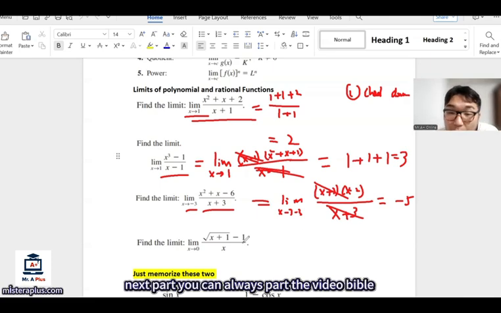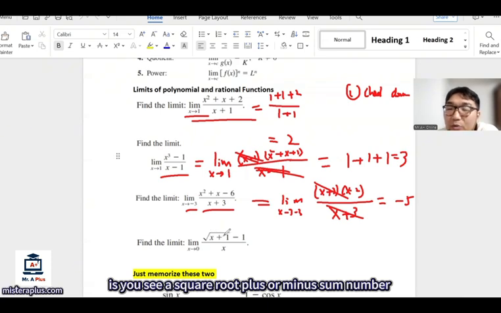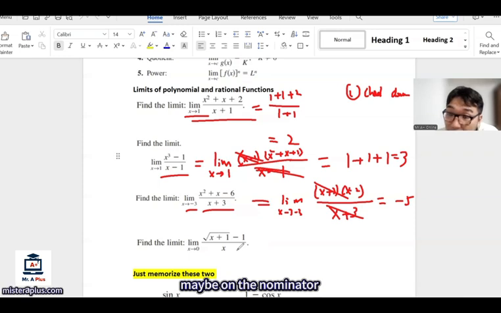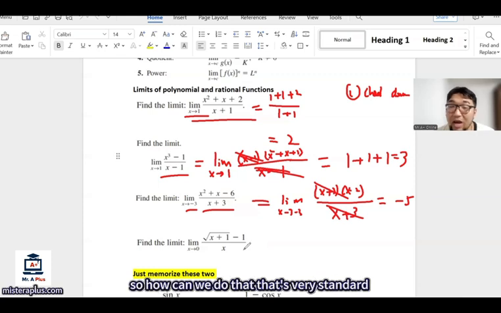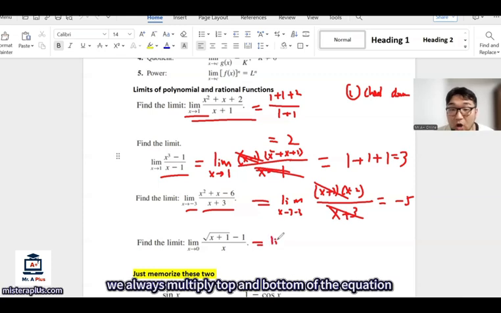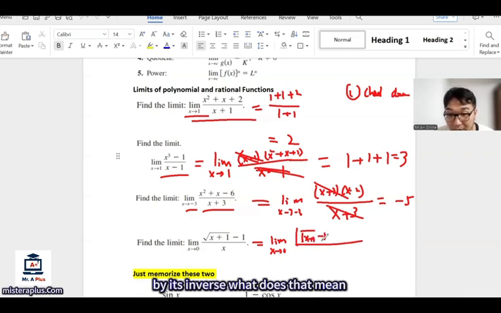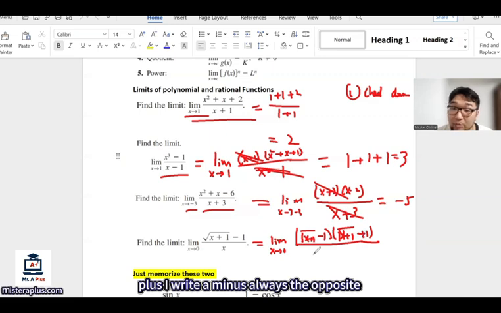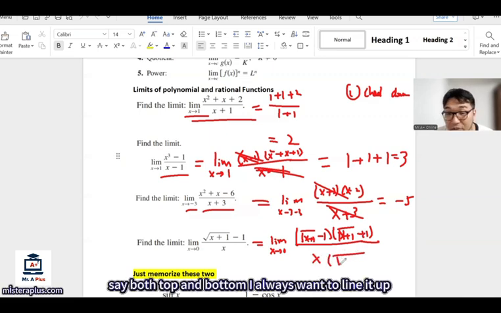Next part, you can always pause the video. Next part is when you see a square root plus or minus some number, maybe on the top, maybe on the denominator. This is called rationalizing. So we're going to rationalize this. How can we do that? That's very standard. We always multiply top and bottom by its conjugate. What does that mean? Square root of x plus 1, I just write down minus 1. If it is minus, I write down plus. If it is plus, I write down minus. Always the opposite, both top and bottom.